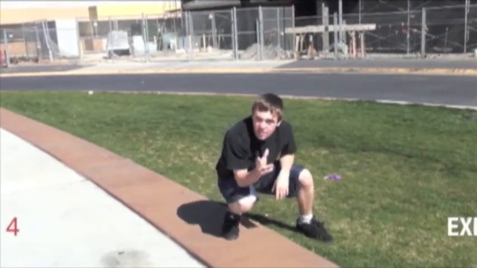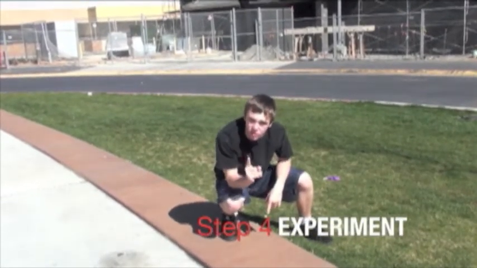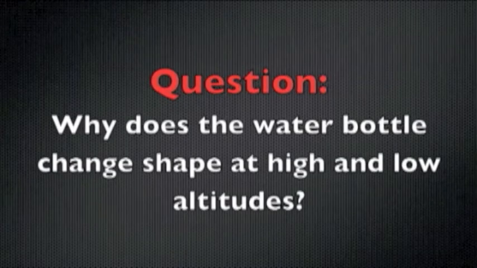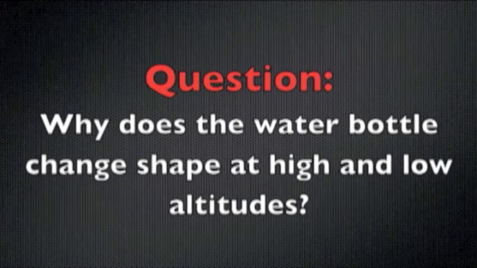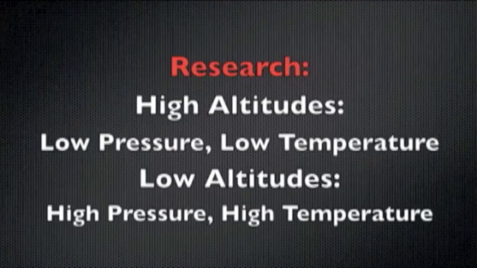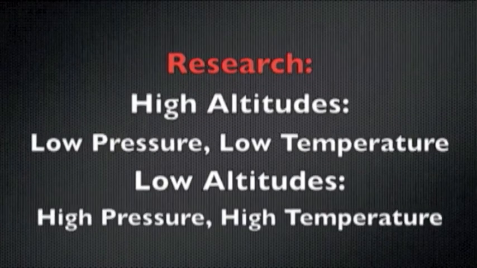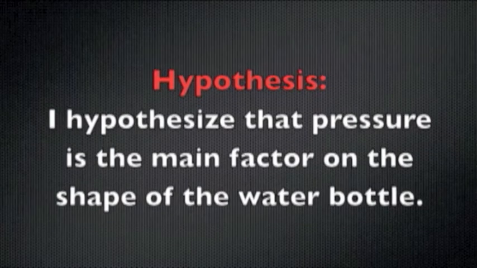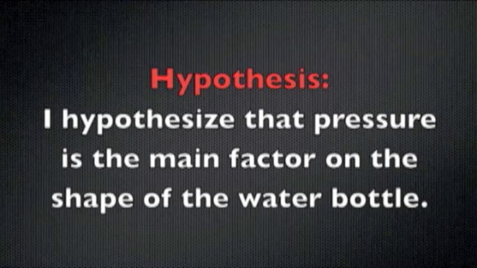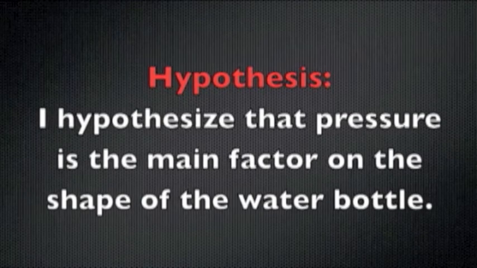Our next step is to conduct an experiment, but first, let's review. First, we asked a question. Our question was, why does a water bottle change shape at high and low altitudes? Second, we researched our question and found information. Third thing we did was form a hypothesis. Our hypothesis was that pressure is the main factor on the shape of the water bottle. Now, let's start our experiment.